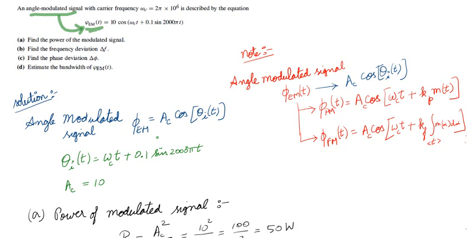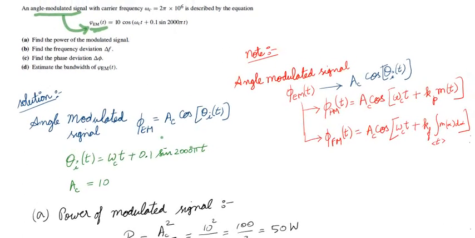Now the question is about the angle modulated signal. From this, you have to take theta_i. If we compare phi EM with this expression, we can find out A_c. A_c is 10. Theta_i is the term inside cos theta_i(t). So theta_i(t) is omega c t plus 0.1 sin 2000 pi t. Theta_i is the instantaneous angle.